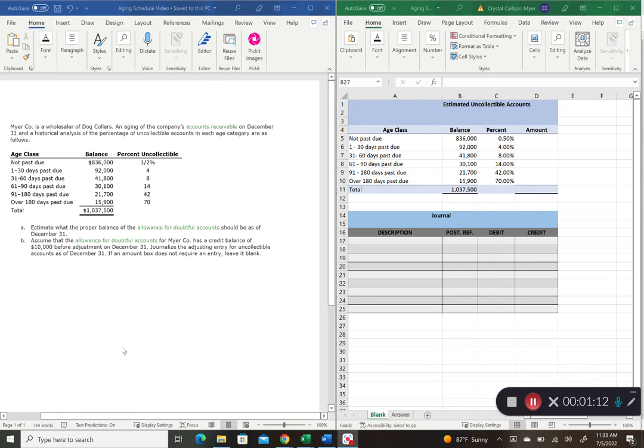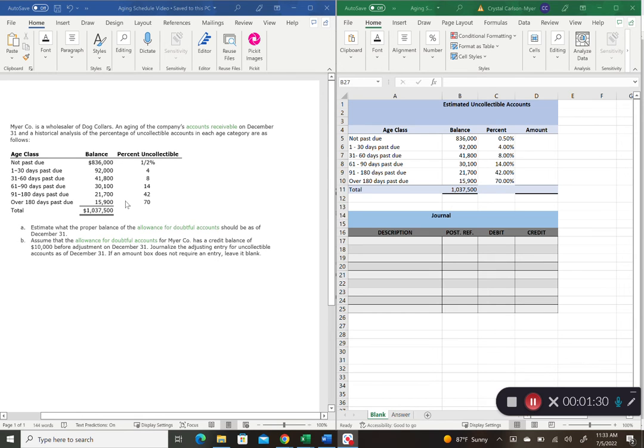It says Meyer Company is a wholesaler of dog collars. An aging of the company's accounts receivable on December 31st and a historical analysis of the percentage of uncollectible accounts in each age category are as follows. So they've already broken up the types of accounts and the percent of uncollectible.